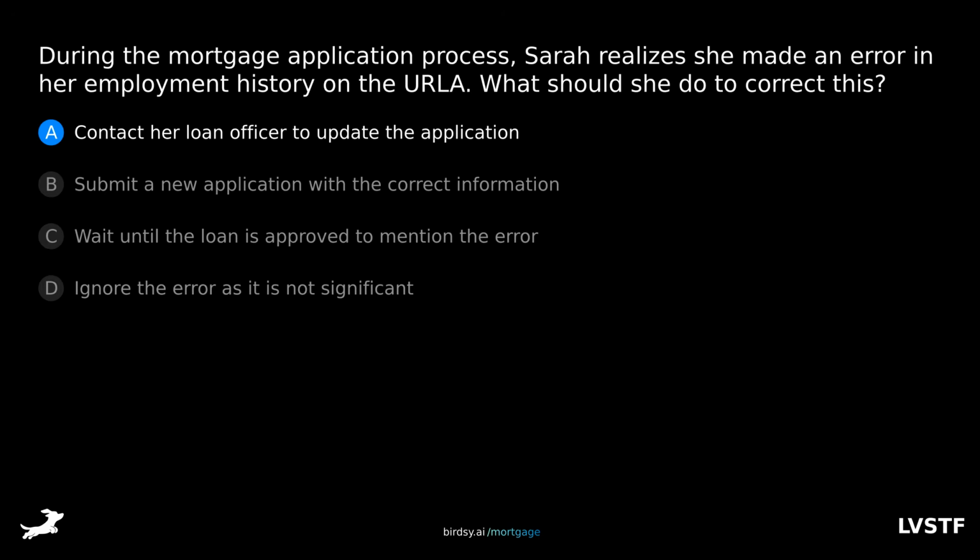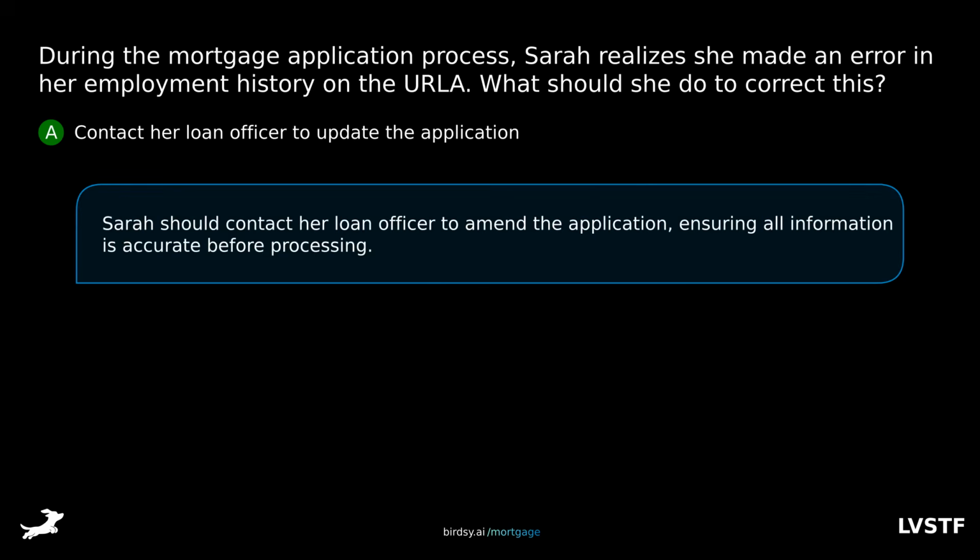Is it A, contact her loan officer to update the application? B, submit a new application with the correct information? C, wait until the loan is approved to mention the error? Or D, ignore the error as it's not significant? The answer is A, contact her loan officer to update the application. Sarah should contact her loan officer to amend the application, ensuring all information is accurate before processing.